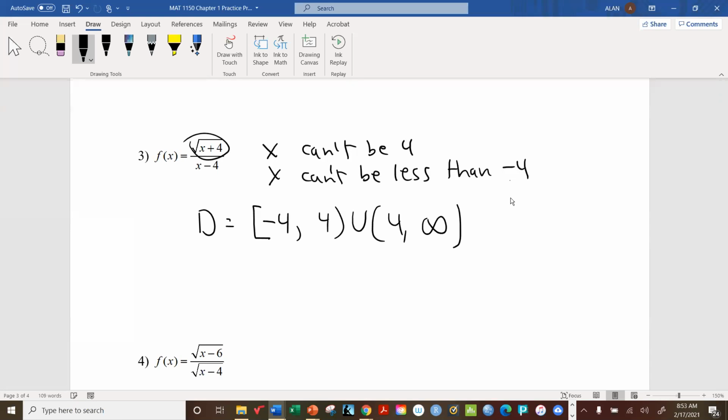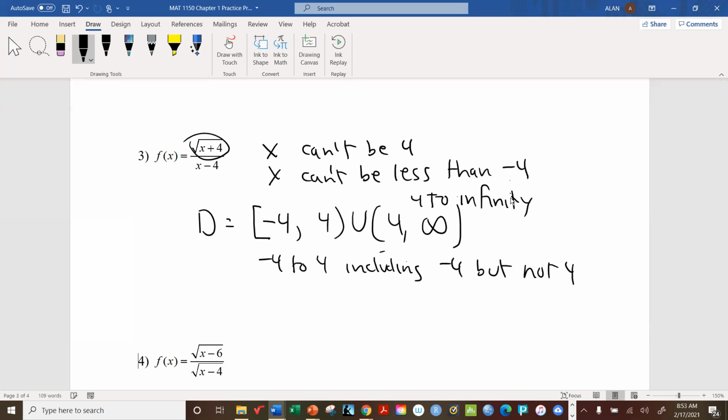So this is an interesting case because this is everything from -4 to 4, including -4, but not +4. And this is 4 to infinity, not including the 4.